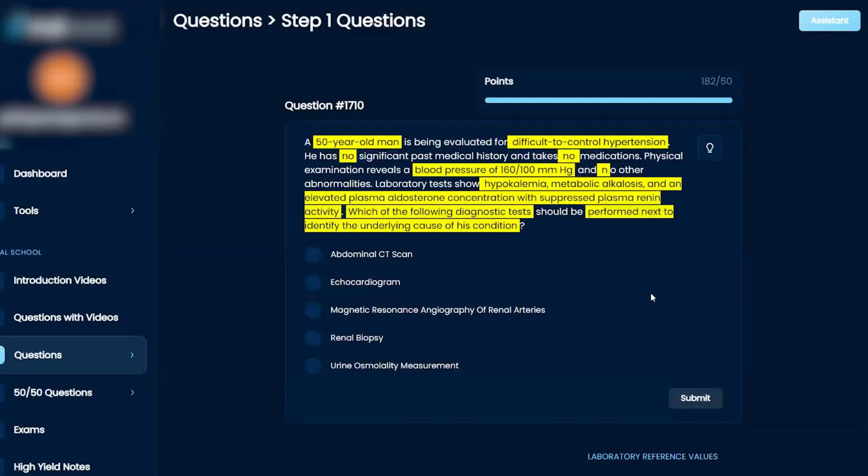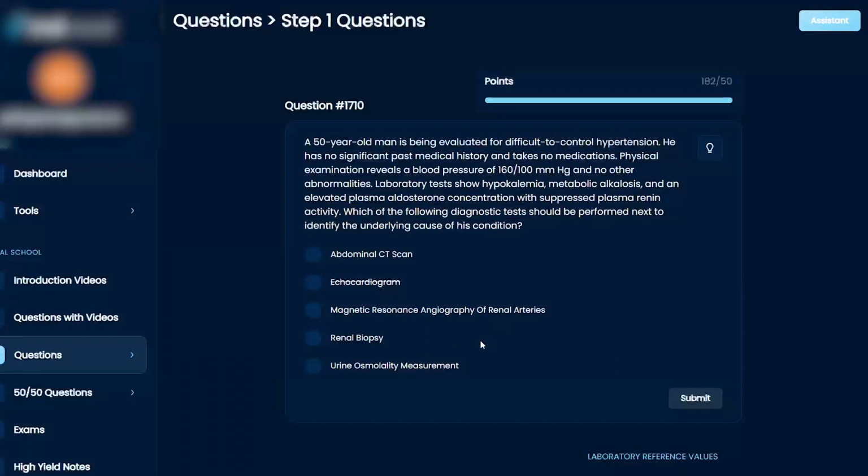I don't think it's magnetic resonance angiography of the renal arteries or the urine osmolality, so I'm going to get rid of those two. Echocardiogram, I don't believe that is it either. So I believe it's between renal biopsy and abdominal CT.